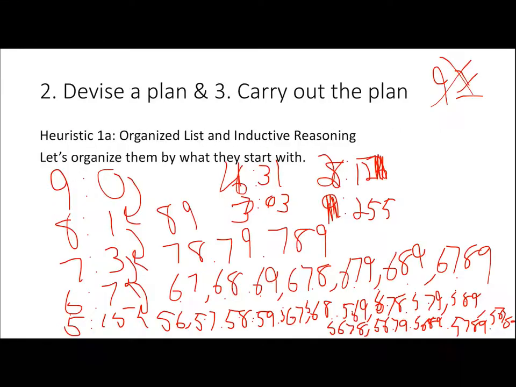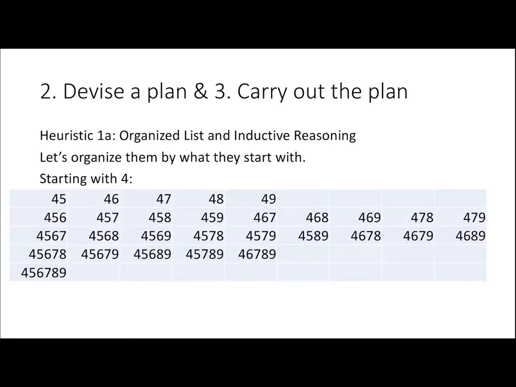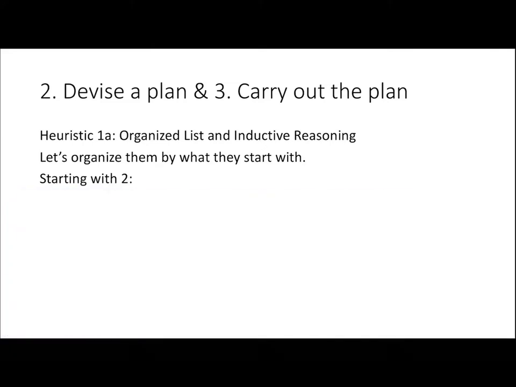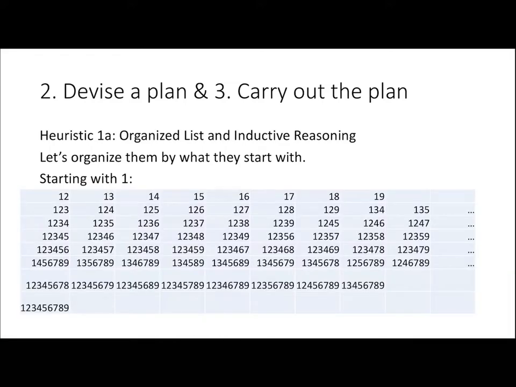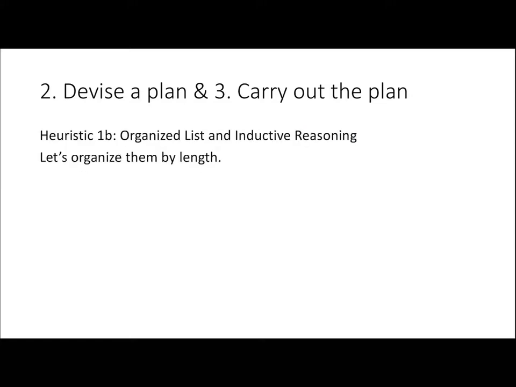Okay, so here's just me showing that work again. As we go down, we get more and more. Here's actually the full list for 4 and 3 and 2 and 1. There they all are at the bottom with 1. They're all 255. So if you add them up, you get 502. But notice we only need to do a little bit to make an inductive guess as to what's happening with the numbers, so we could get a guess at the answer without listing them all out.